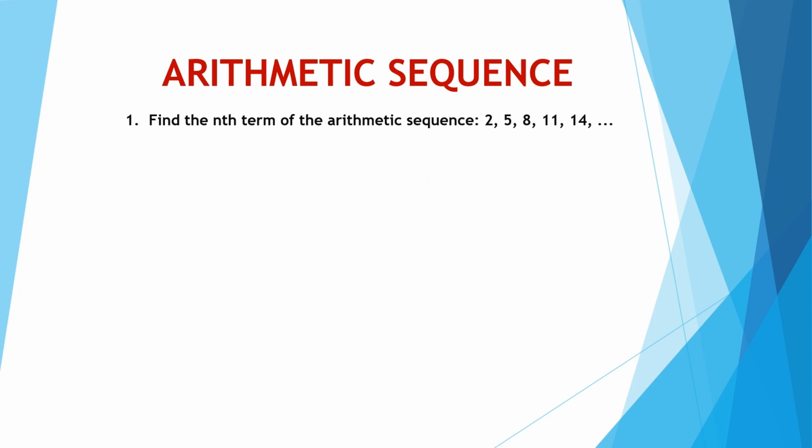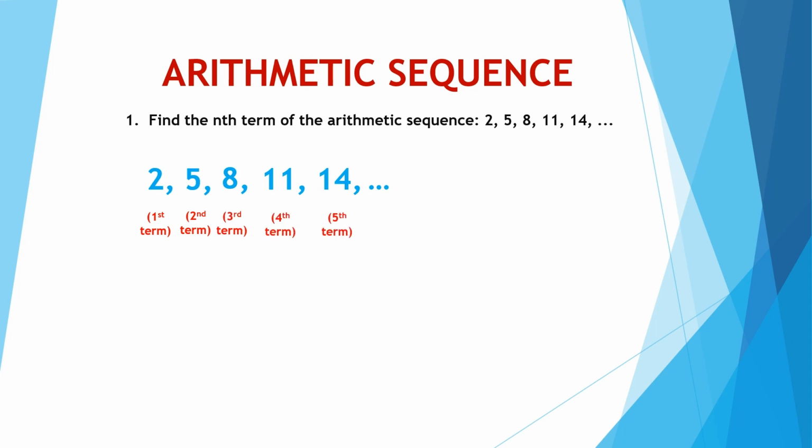First, let's write the sequence. 2 is the first term, 5 is the second term, 8 is the third term, 11 is the fourth term, and 14 is the fifth term, and so on. The first term is called a sub 1, the second term is called a sub 2, the third term is called a sub 3, the fourth term is called a sub 4, and the fifth term is called a sub 5.